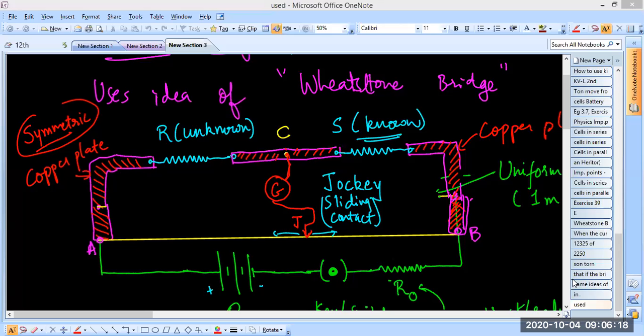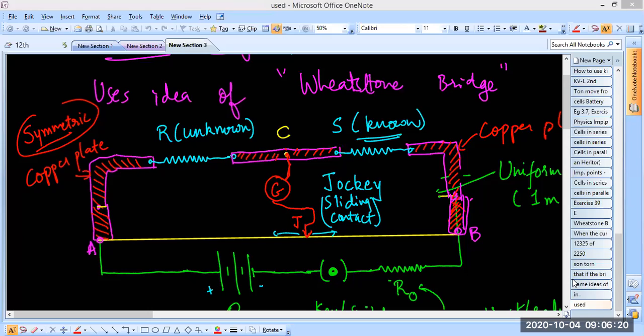So let us continue now. Yesterday we were just talking about what a meter bridge looks like. We talked about what a meter bridge looks like, and now we will see how we can use it.